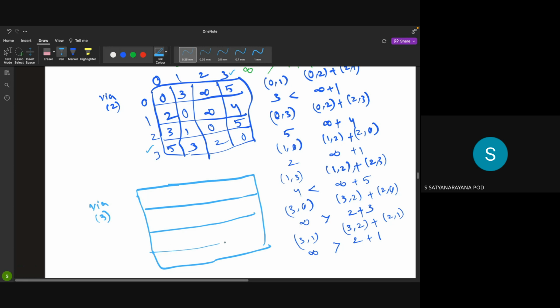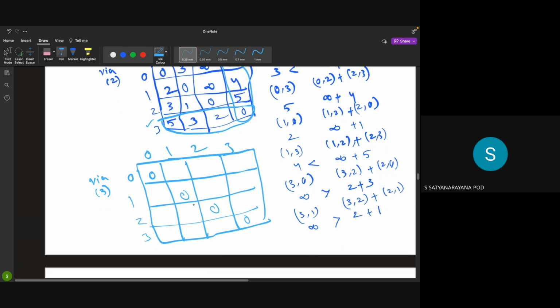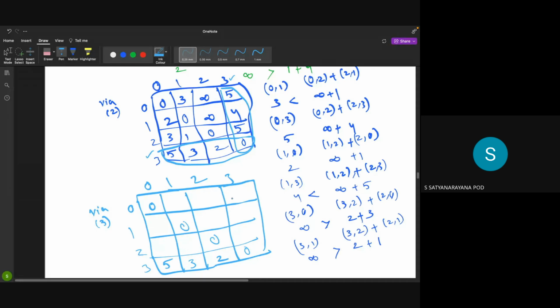This is 0 1 2 3, 0 1 2 3. Of course these diagonal values are 0, and we are trying to copy these values, third row and third column, from the previous matrix which was there. So we are getting this. So 5 3 2, of course 0. This is 5 4 5.